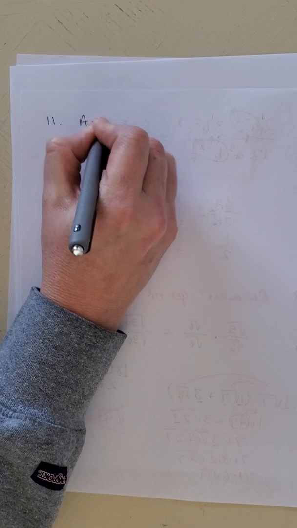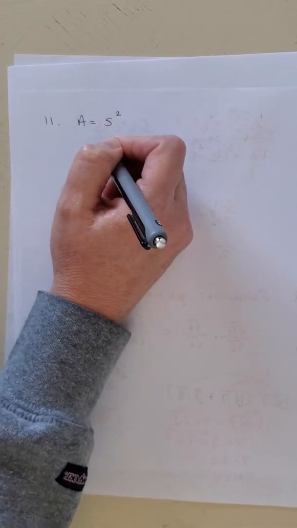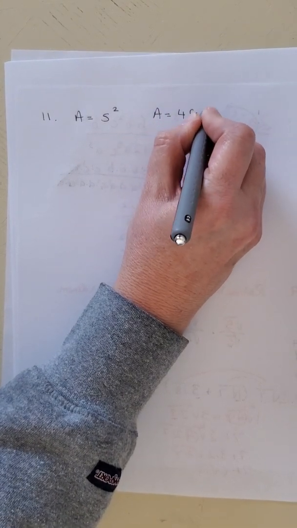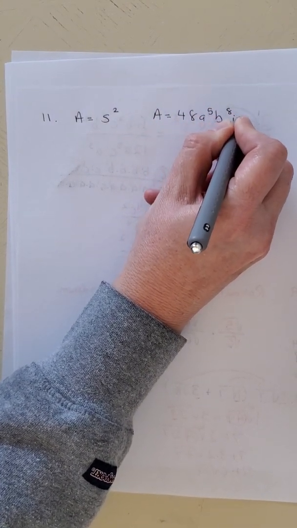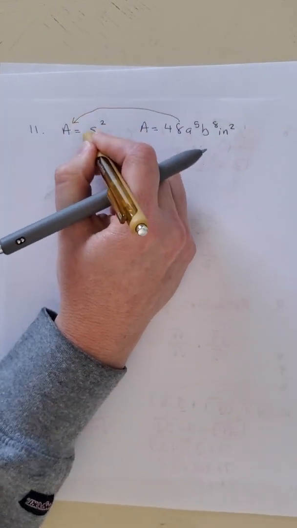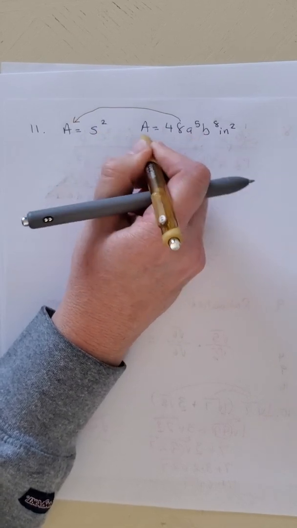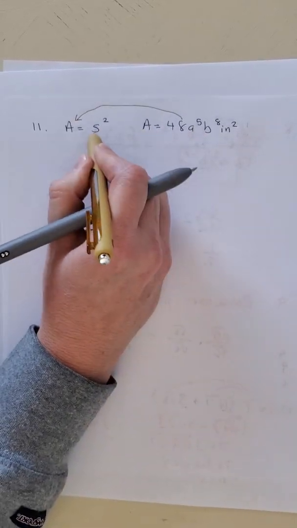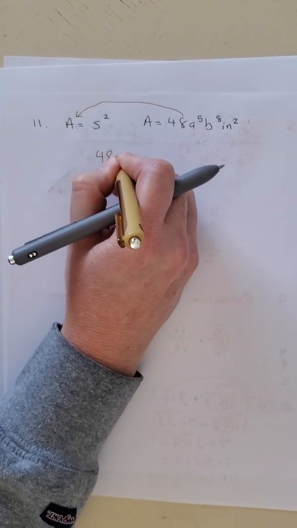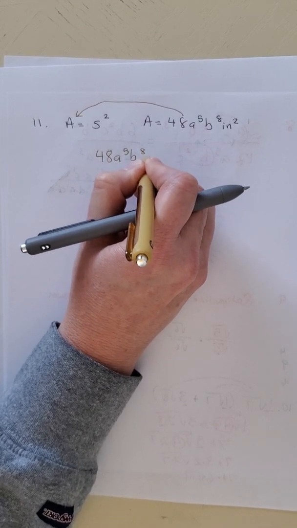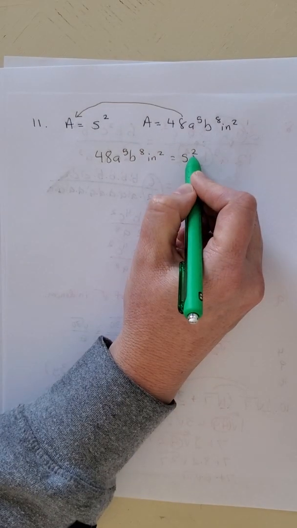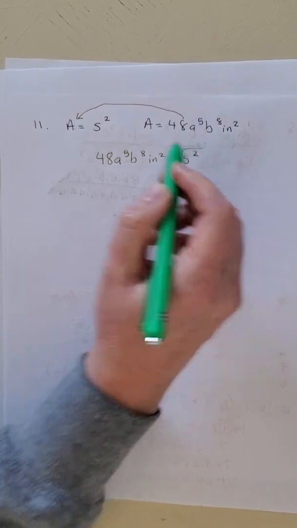So the area equals the side squared. And we also know the area equals 48 a to the 5th b to the 8th inches squared. So what we're going to do is we're going to plug this in for a. Remember, we don't want to plug it in for s squared. We already have it equal to, right? We want to use s in our formula so we can get s. So we have 48 a to the 5th b to the 8th inches squared equals the side squared. Now I don't want a side squared though, I want one side. So to get rid of the square, I would square root both sides.